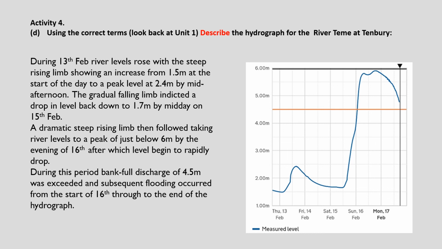You've got again a dramatic and steep rising limb, a period where it fluctuates but remains constant for a short time on the 16th of February, and then again you've got a rapid drop to the end of the hydrograph. So you've got reference to dates, you've got reference to river levels, and you've got reference to types and amounts of change as well.